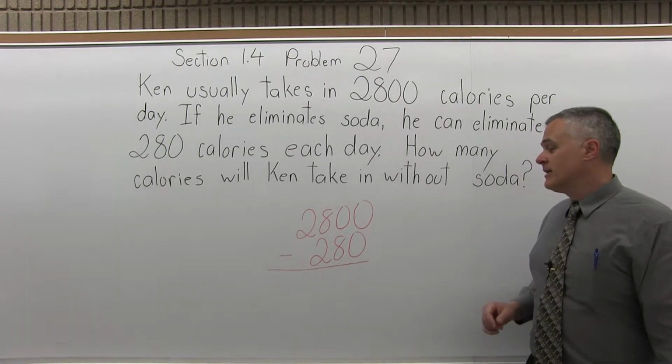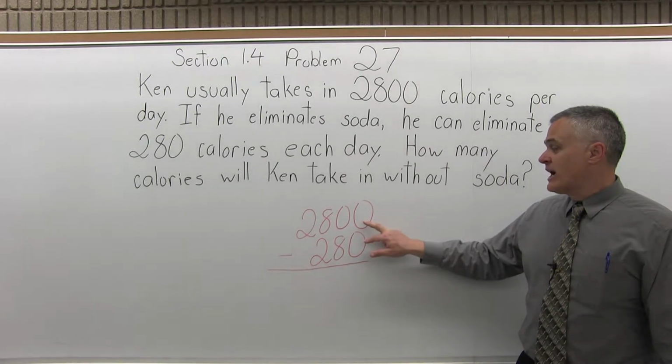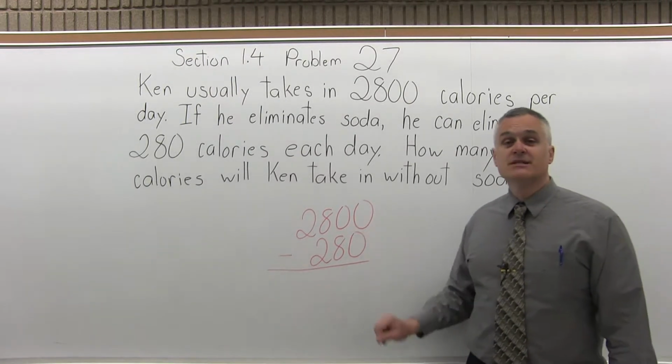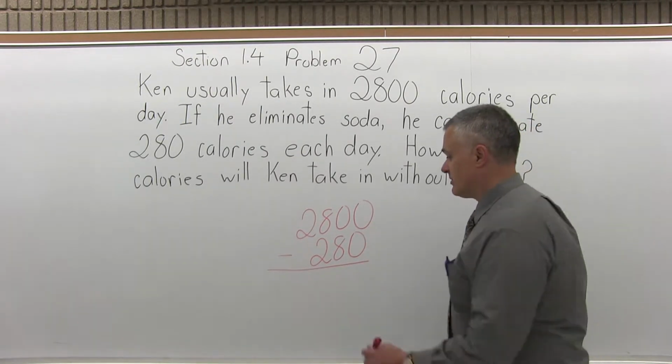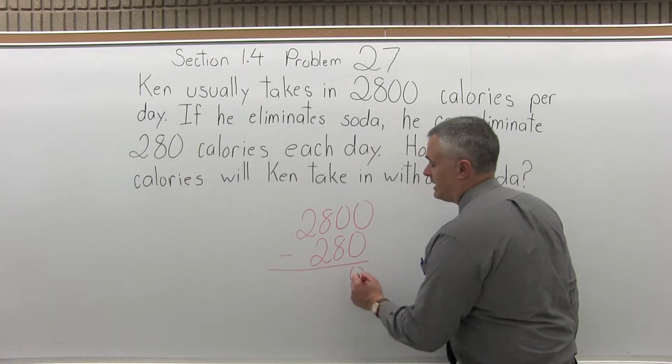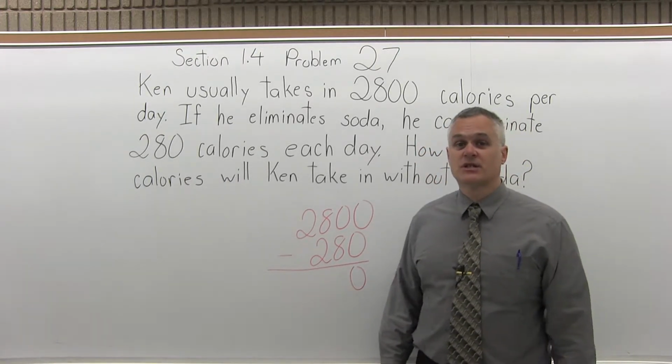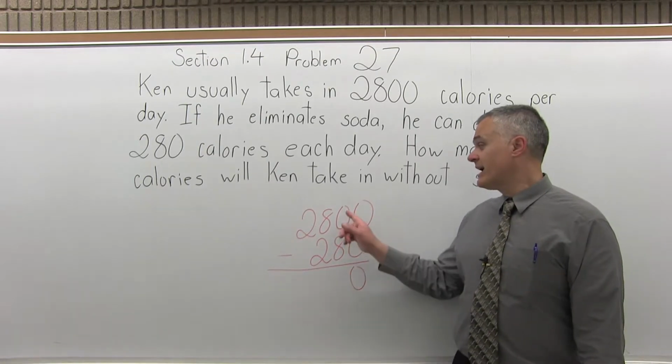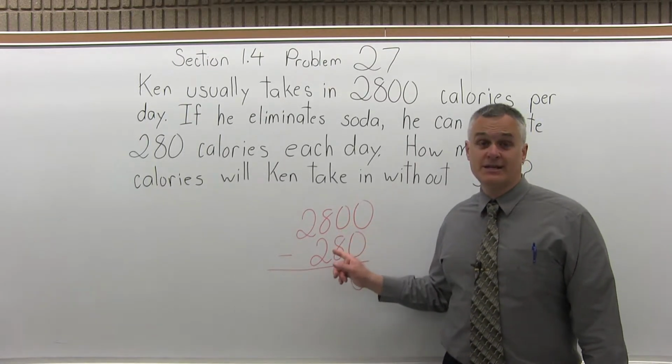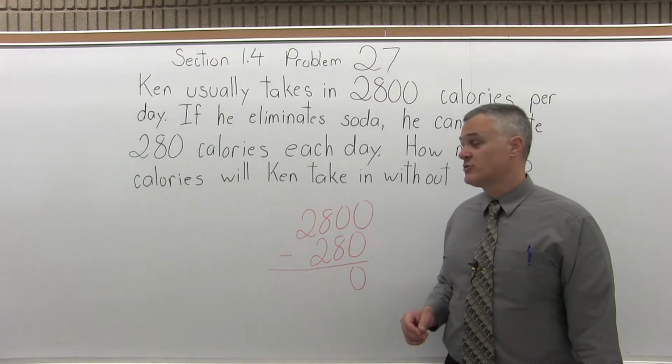So as I have it written, I will start in the rightmost column of digits, and I get 0 minus 0, which is pretty easy. It's 0. Now as I move over one column of digits to the left, I have a case where I need to subtract. I have 0 minus 8. The 0 is not big enough to subtract 8 from it.